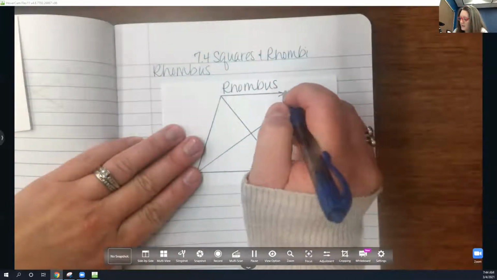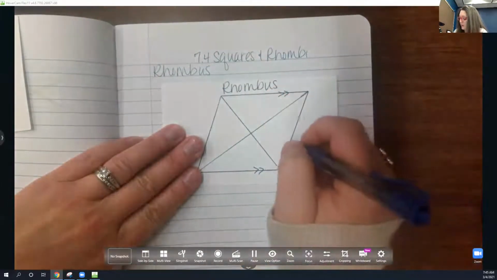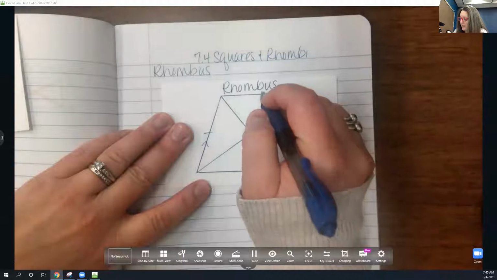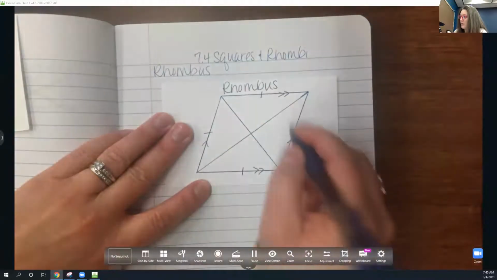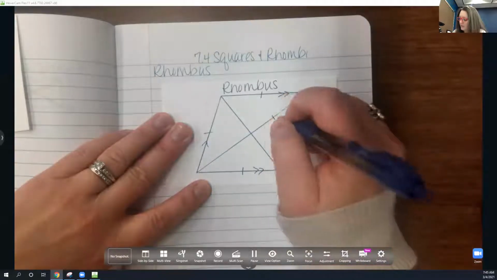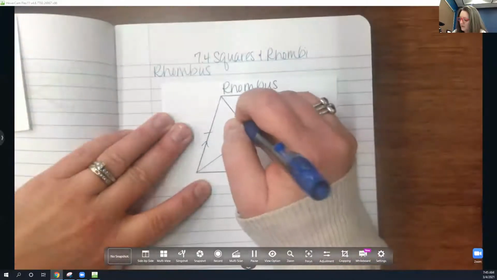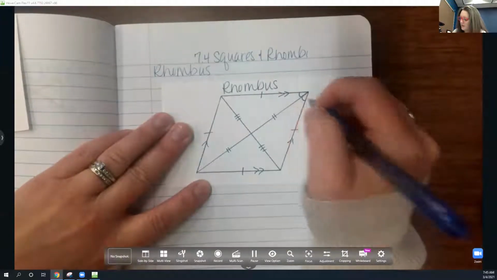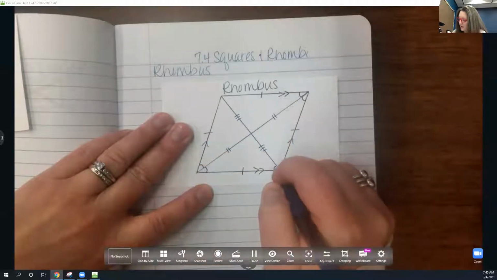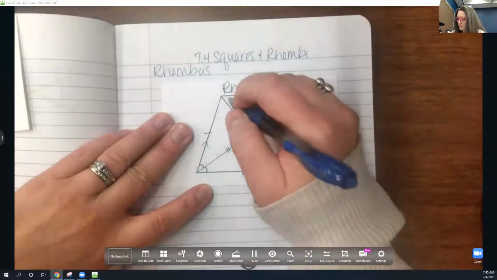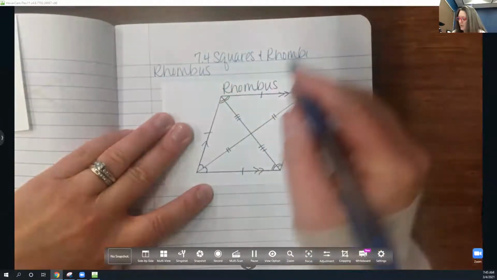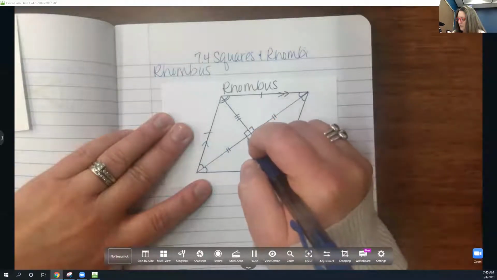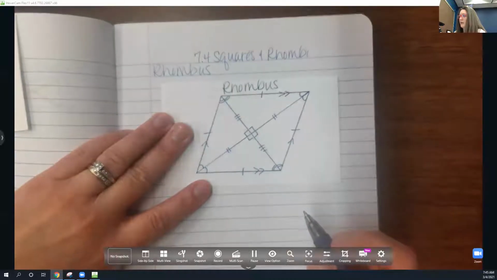So my opposite sides are parallel, right? Opposite sides are congruent. And in a rhombus, all four sides are congruent to each other, all the way around. Diagonals still bisect each other. And a new thing here is that diagonals bisect opposite angles. So the opposite angles are congruent, and they also bisect each other. And then the next new thing is that their diagonals form a perpendicular angle when they intersect.